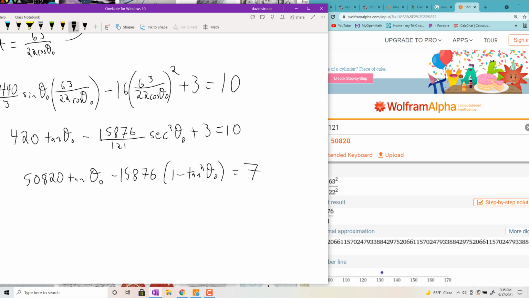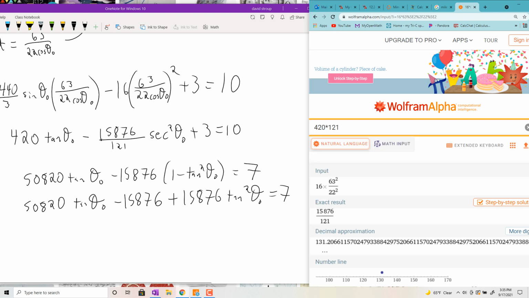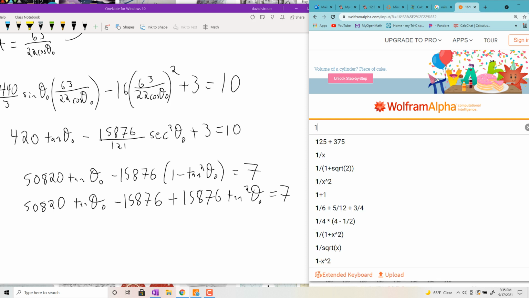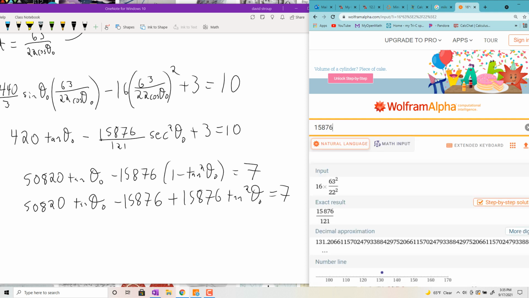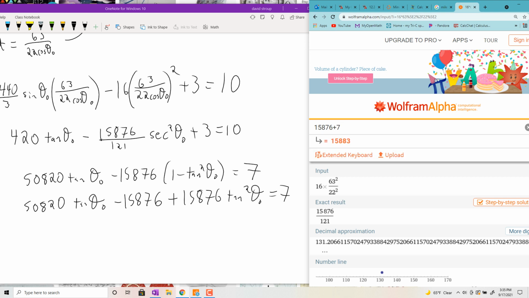Then I should put the 7 on the other side. But anyways, 50820 tan of theta sub 0 minus 15876 plus 15876 tan squared theta sub 0 equals 7. Move the 7 over, rewrite things so it's in a quadratic form. And I don't trust myself to even add 7 to this thing. I've screwed up these problems so many times.